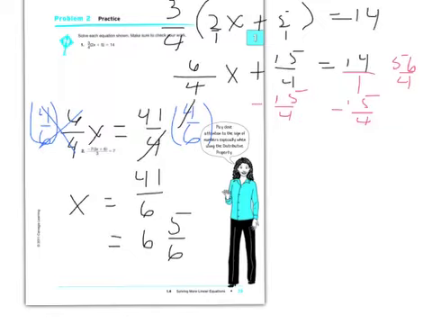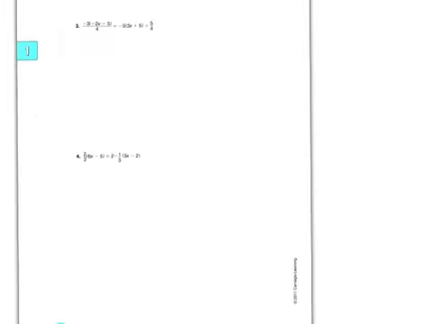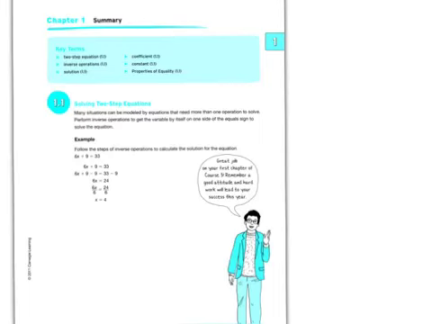with your group. Here are just some more problems for you to work out, and again, this will be a group project. And we're now finished with Chapter 1, so these next few pages are just a summary. Again, we will work on these in school.